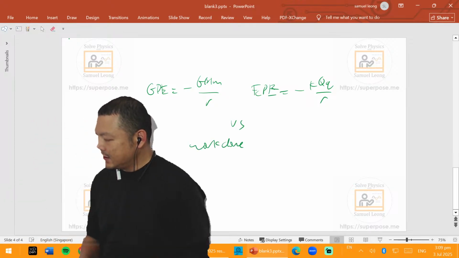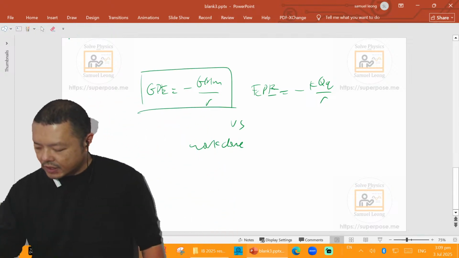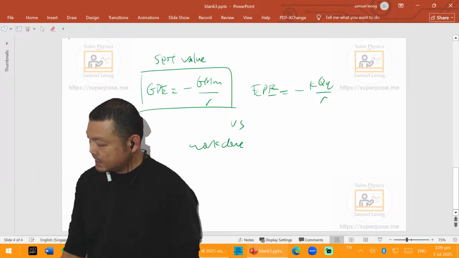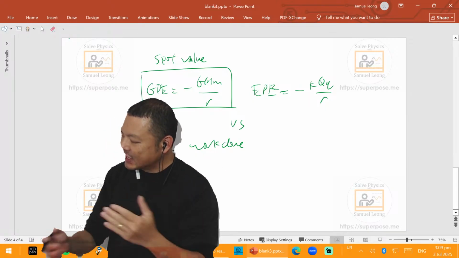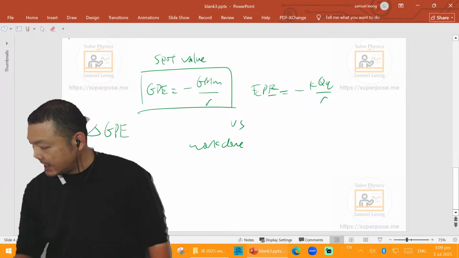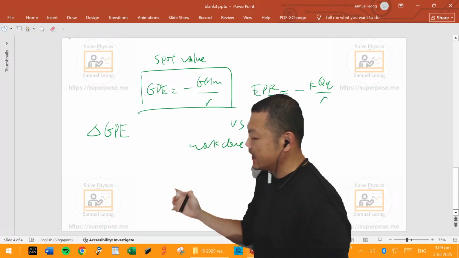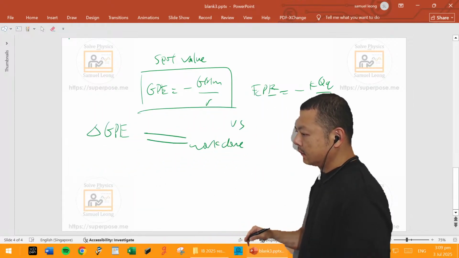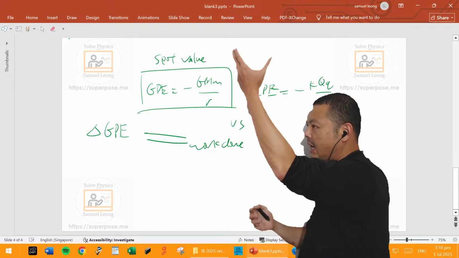What did I mention about when you use this equation? What does this equation give you? This equation gives you the spot value, the value at that point only. It doesn't help you find the change. The idea here is that if you're trying to find a change in GPE, change in GPE is exactly the same as work done. If you do work to an object, it will change its GPE. If you bring it up, it will increase GPE.